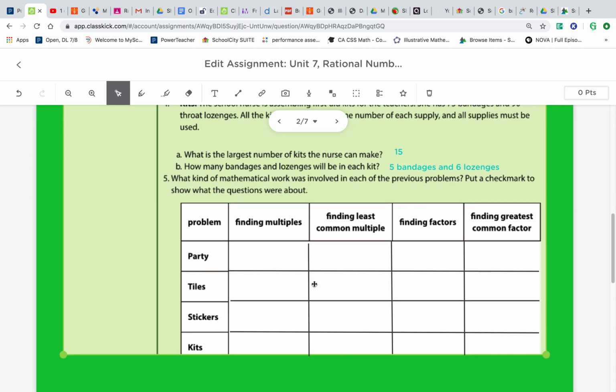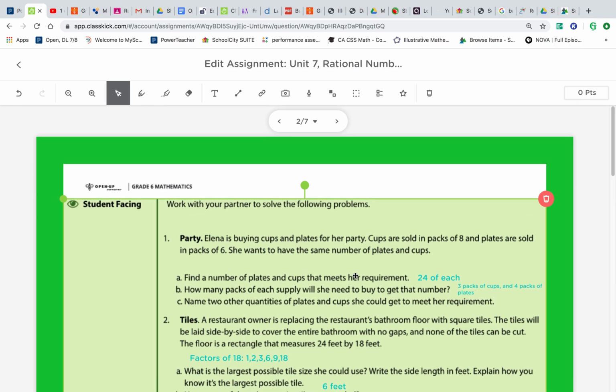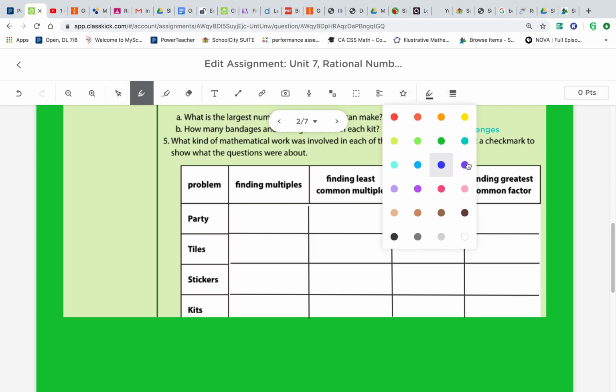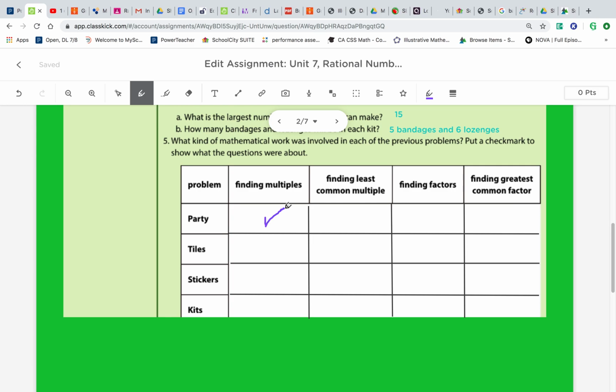All right, so what kind of mathematical work was involved in each of the previous problems? What we can do is put a check mark or an X in the problems that involved the various practices. So for the party, did we find multiples? Remember, it was 24, and 24 is a multiple of 8 and 6, so yes, we did. So let's put a little check mark. Okay, get some color in here. So it used multiples.